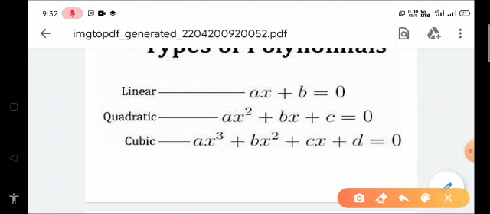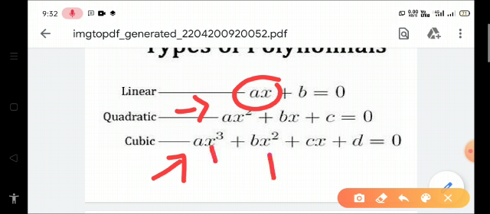Types of polynomials: the first type is linear polynomial. In the linear polynomial you can see that the highest power of the variable is 1. In the same way, in quadratic the highest power will be 2, and in the case of cubic the power is 3. You will see that standard polynomials are always written in the decreasing order of powers of the variable. See that here it is 2, here it is 3, here it is 2, here it is 1, and here you can say x to the power 0, so 1. So these are the types of polynomials.